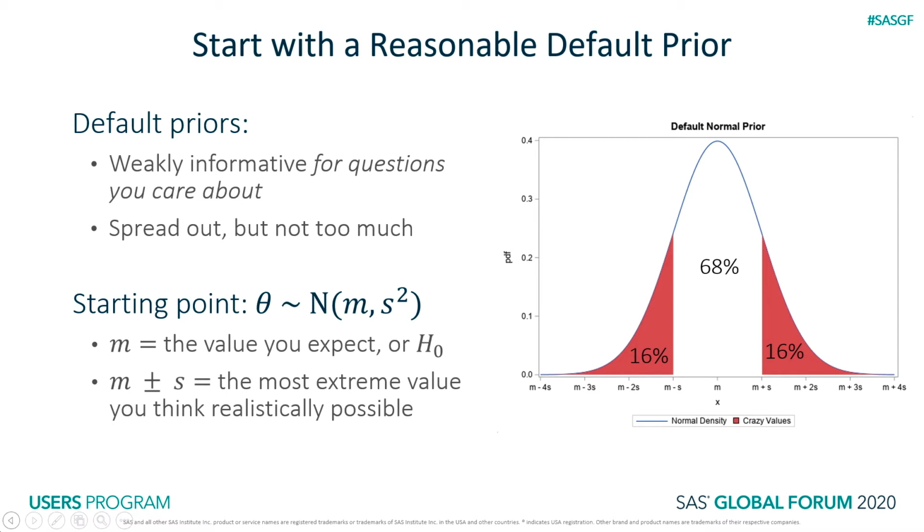And what this implies is that there's a 32% chance in the prior that the parameter will be more extreme than you think is possible. So it allows for crazy values to happen, but it does lightly constrain them. It does say, maybe not too much. So that's what I mean by spread out, but not too much. It allows insane things to happen, insane according to your expectations, but not a lot.